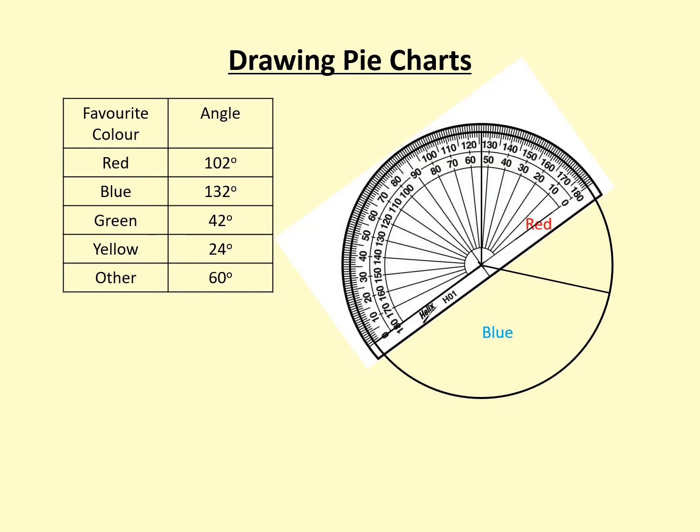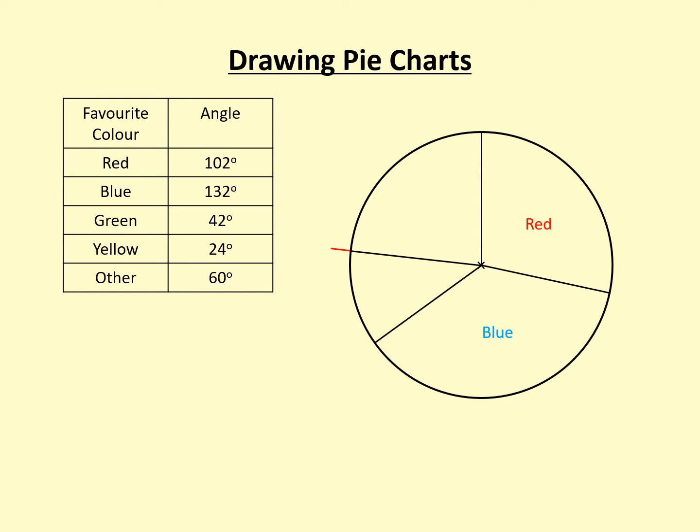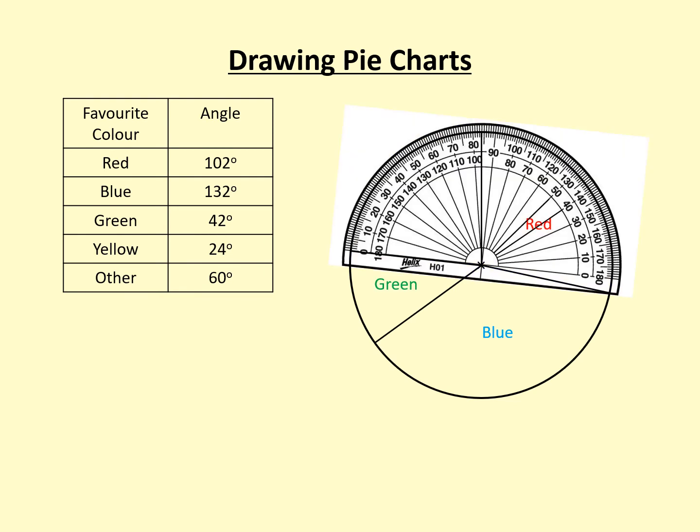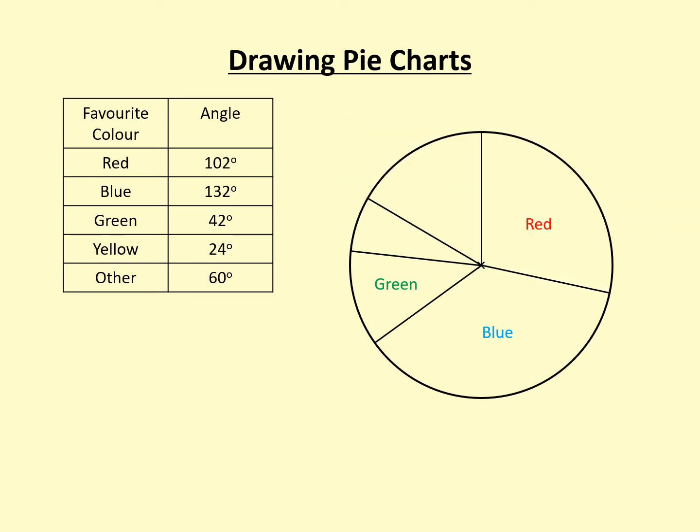So again, we want to count round from 0 to 42, mark that off there, straight line through it, label that one as green. And then we've got 2 to go, so we'll do yellow next. So line the protractor up again, count around to 24, mark that off, straight line through it, label that one as yellow.